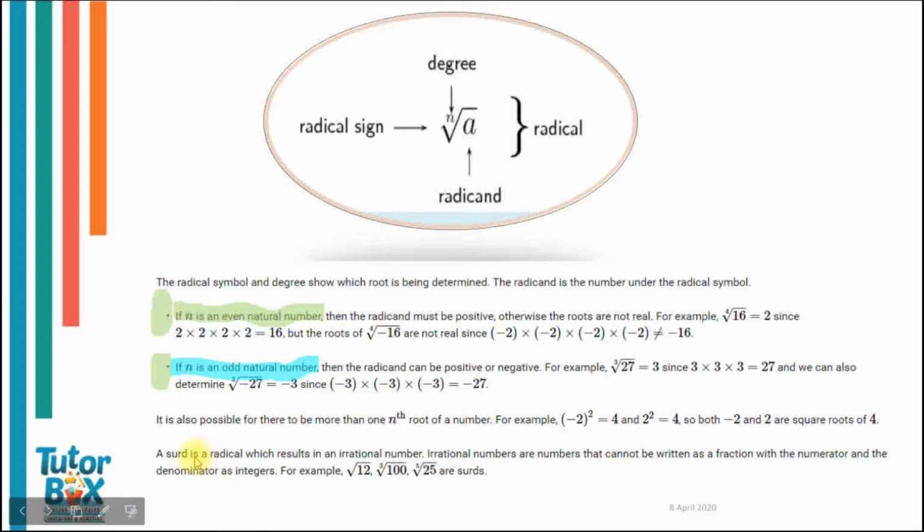Now, a surd is a radical which results in an irrational number. Irrational numbers are numbers that cannot be written as a fraction with the numerator and the denominator as integers. For example, square root of 12, cube root of 100, and so on. So these are examples of surds. A surd is a radical which results in an irrational number.